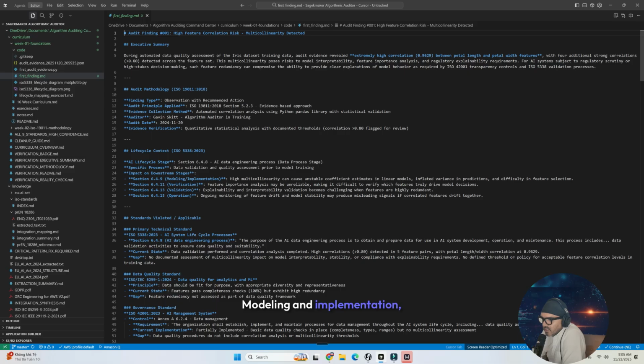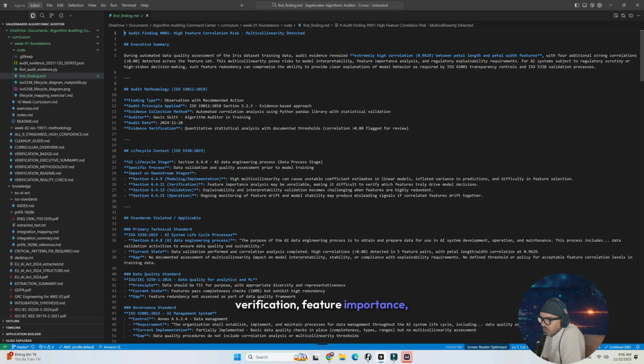Modeling and implementation: high multicollinearity can cause unstable coefficient estimates in linear models. Again, that's terminology I'm going to have to learn, but here it is. Inflated variance in predictions, I understand that. And difficulty in feature selection.